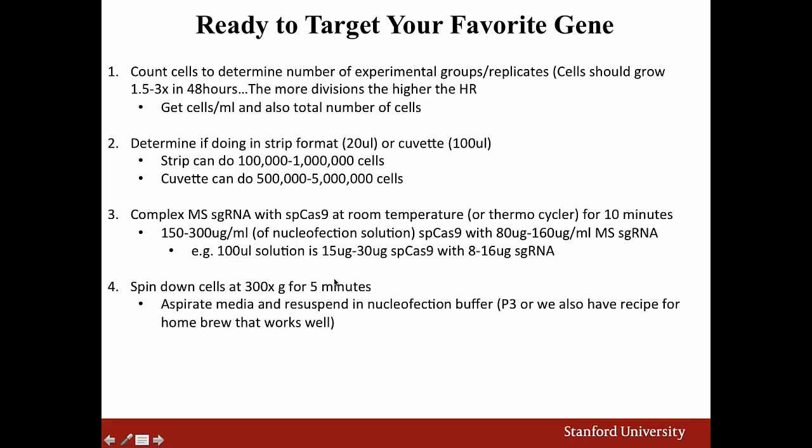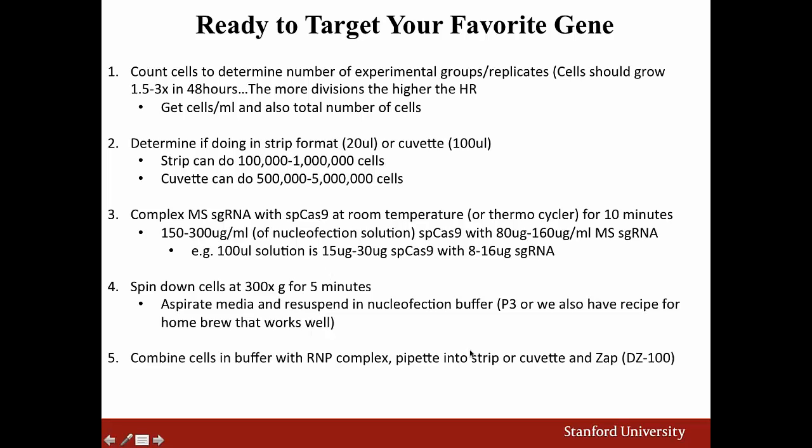You would spin your cells down at 300 g for 5 minutes, and then you aspirate and resuspend in nucleofection buffer. We use the P3, but we also have a recipe for a home brew that works well. If you want to contact me, I can send it to you. And then you combine your cells in your buffer with your RNP complex, and you pipette into your cuvette, and then it's ZAP.